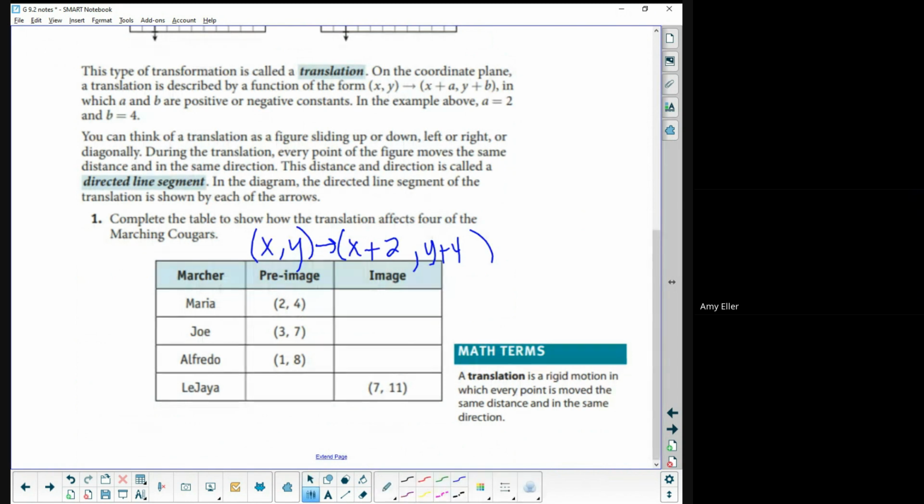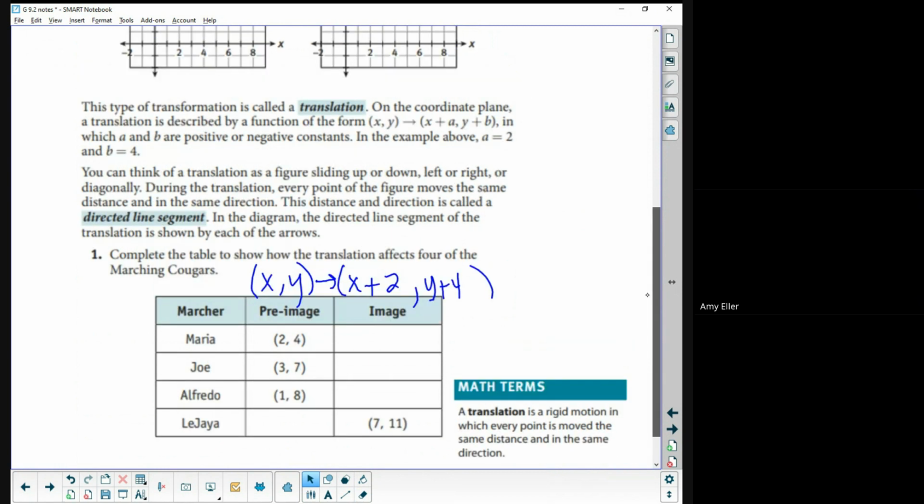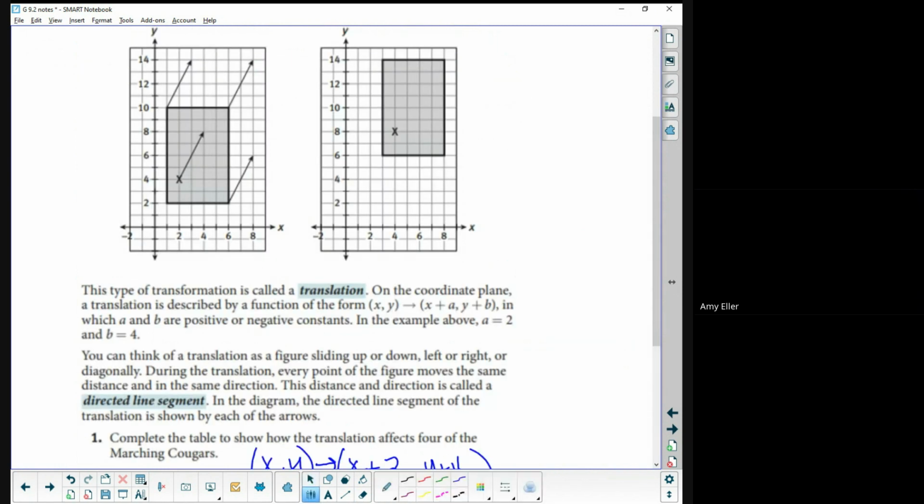During the translation, every point of the figure moves the same distance in the same direction. This distance and direction is called the directed line segment. That's what I just showed you. This is the directed line segment. It says if Maria is moving over 2 and up 4, everybody's moving over 2 and up 4, which makes sort of that distance there.